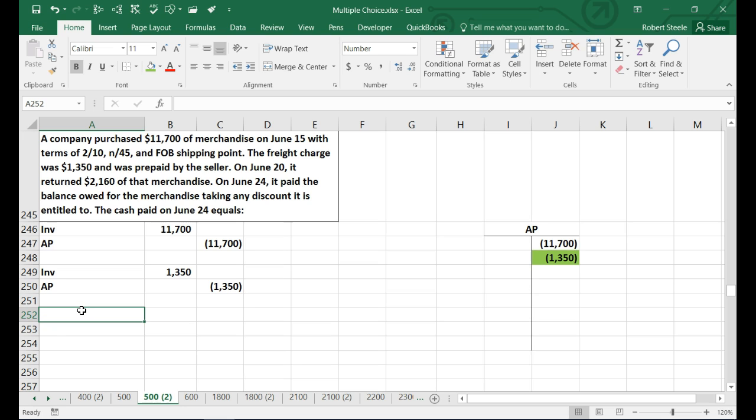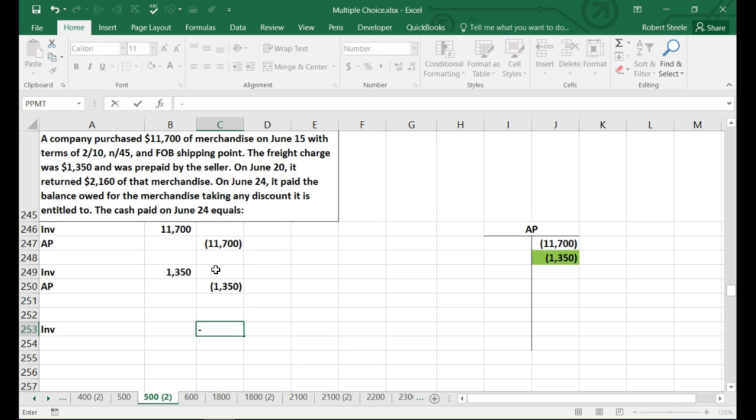And then we're going to say on June 24th, it paid the balance owed. Okay, and then on June 20th, it returned some of the merchandise. So we returned merchandise, so that means the inventory is going to go down. I'll put that in first. Inventory is going down because we gave it back for 2160. And then the debit's going to go not to cash because we still have the AP owed.